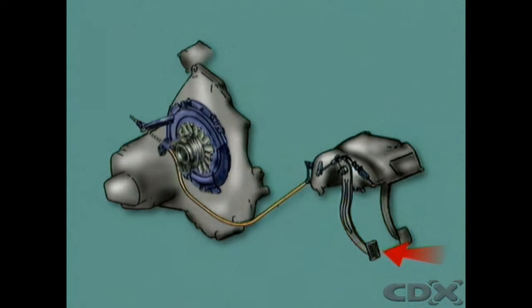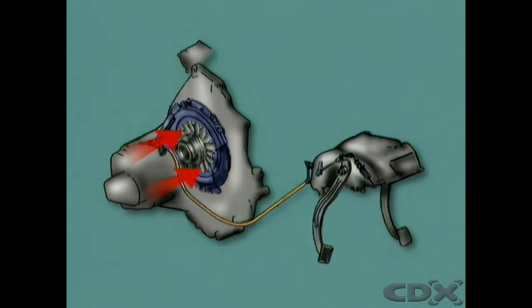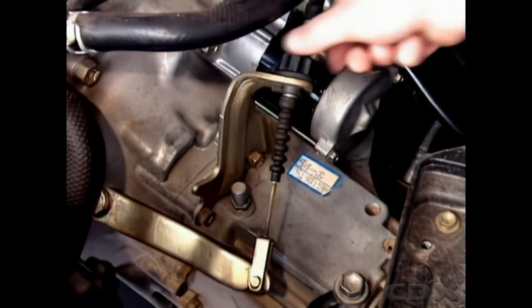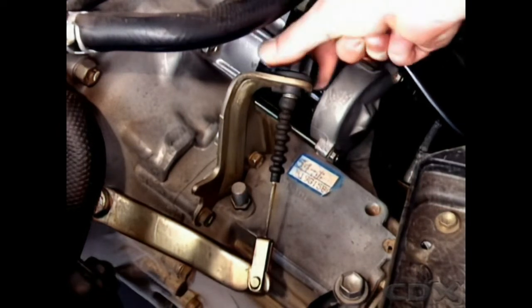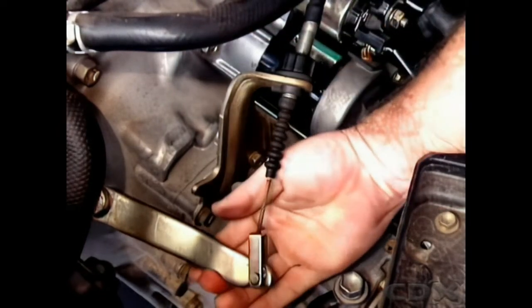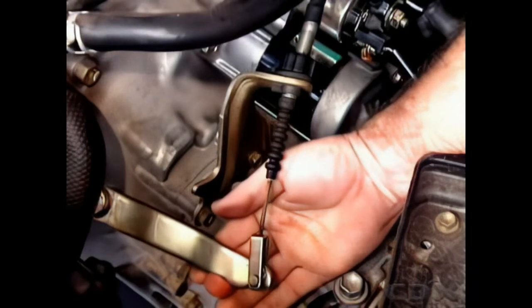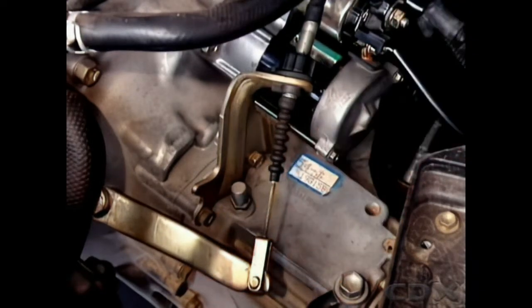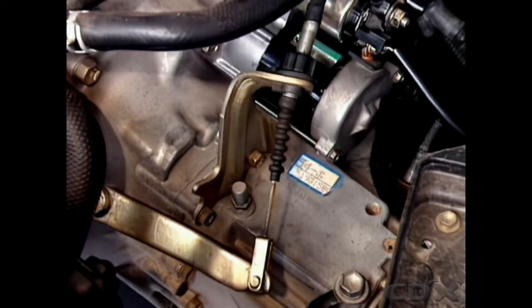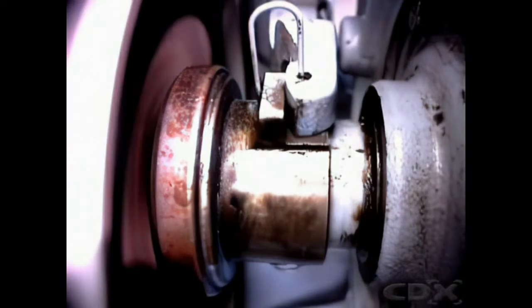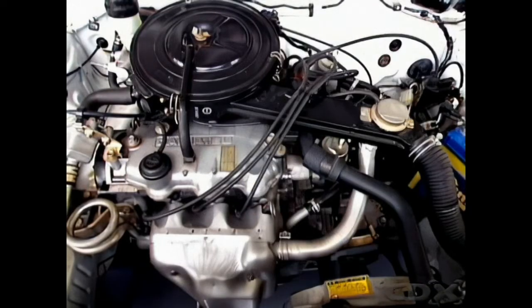Depressing the pedal relays the movement through the cable, and the release bearing thrusts against the diaphragm fingers on the pressure plate. An adjustment on the cable provides for a minimum amount of free play to be maintained between the release bearing and the pressure plate fingers when the pedal is in the released position. This prevents constant contact of the bearing with the fingers and subsequent rotation of the bearing when the engine is running.